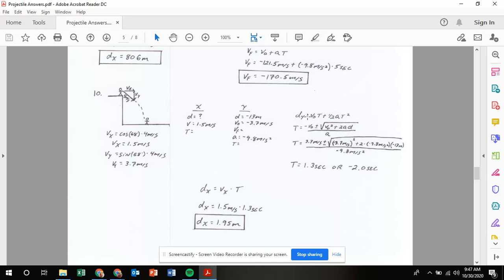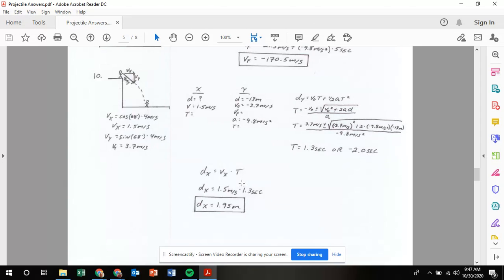So we can use this third equation, d equals v naught t plus 1/2 at squared. Using the quadratic formula for this equation, negative v naught plus or minus square root of v naught squared plus 2ad, all over a. I can plug in my numbers. Negative v naught, well, it's negative 3.7, so that's why this is positive out here. Plus or minus the square root of negative 3.7 squared, plus 2 times the acceleration, negative 9.8, times d, which is negative 13, all divided by negative 9.8. That gives us 2 possible times, 1.3 seconds or 2.0 seconds. We're obviously going to use the 1.3 because negative time doesn't make any sense.